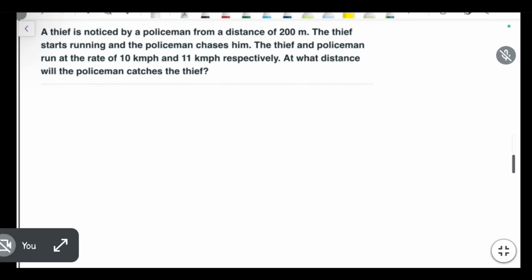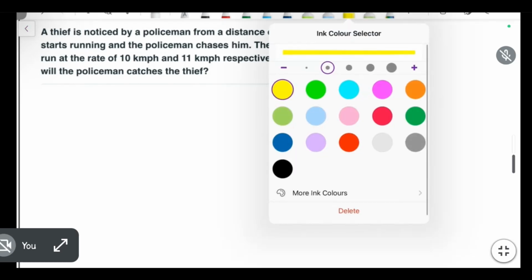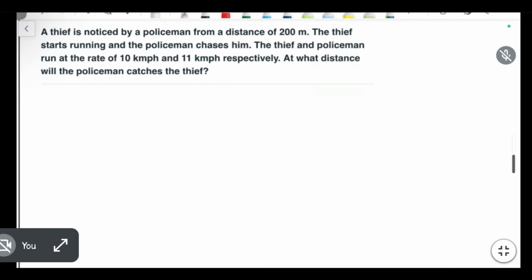Now, it is a similar type of question, I guess. This is a thief running from a policeman, and the policeman is chasing. The difference is this one: in this case, there are two things, a policeman and a thief, and they are 200 meters apart. And what is given? The policeman is chasing the thief, and the thief's speed is this one, and the speed of the policeman is this one.